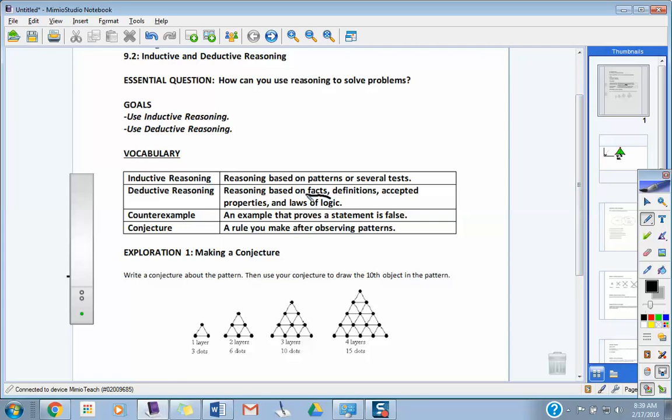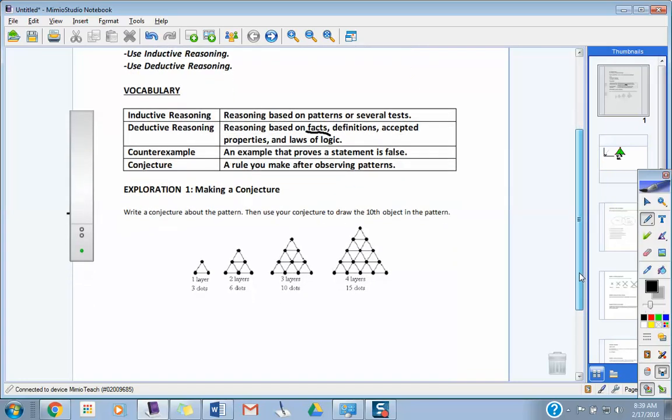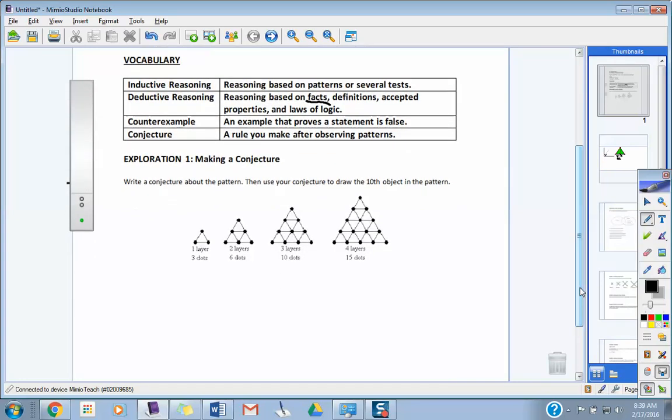Facts. So a lot of the math that we do in here, we do a lot of math based on facts, don't we? Now don't get me wrong, there is inductive reasoning going on, specifically in this chapter. Last couple of examples, vocab words that I want to get through: counterexample and conjecture.